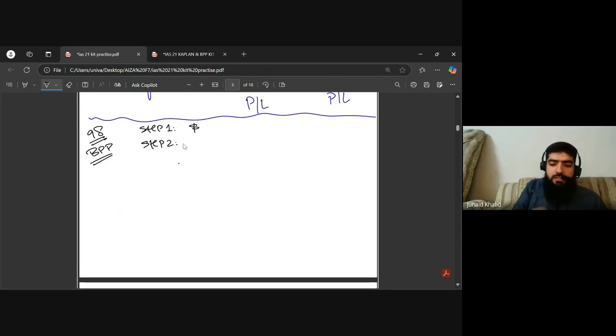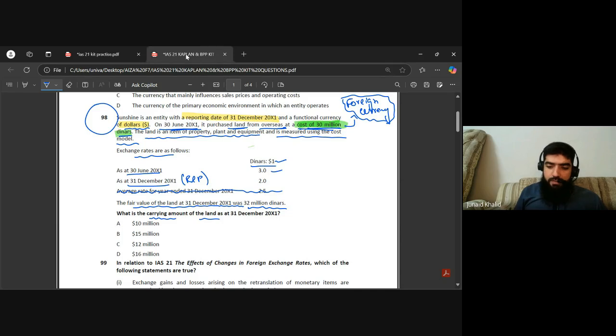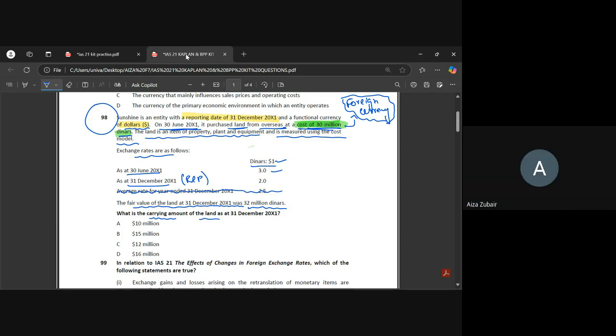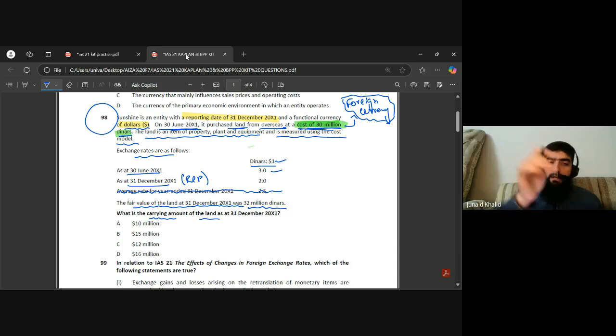Step two. Identify whether the functional currency is strong or weak. Can you please identify whether the functional currency is strong or weak? It is strong. Excellent. Let's have a fight. Whether you want to be dinar or dollar. Dollar. Okay, clever.